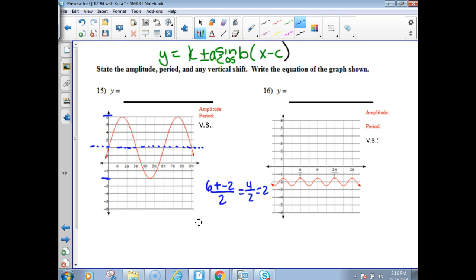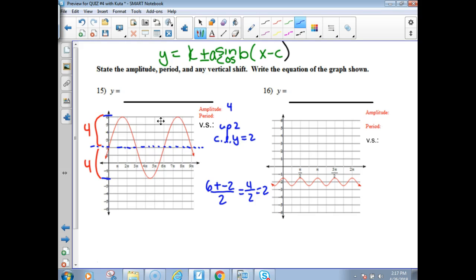Now, the amplitude, you can calculate by subtracting the max and the min and dividing by 2. But why not just count from the center line? 1, 2, 3, 4. That's your amplitude. It's down 4 from the center line also this way. And so amplitude is always positive. It's 4. The vertical shift was up 2, which gives you a center line, y equals 2.